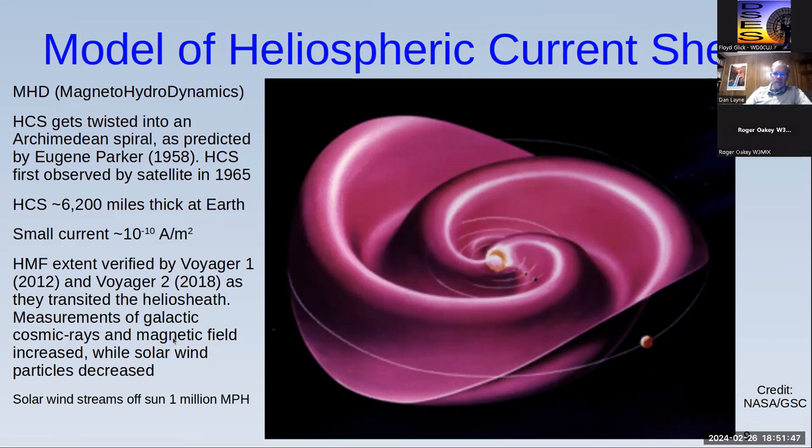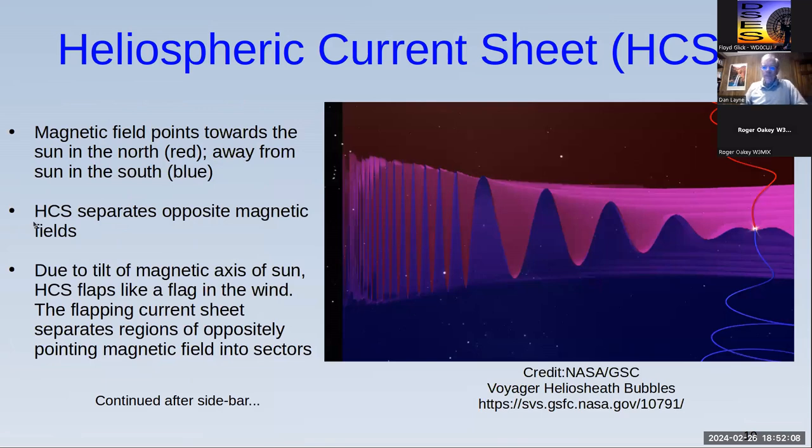Then just a reminder, and I'd forgotten this, but the solar wind streams off of the sun at over 1 million miles an hour. So it's streaming off very fast. It slows down as it gets out towards the end of the heliosphere, and we'll talk about that. Now, we're going to look at this current sheet a little bit more.